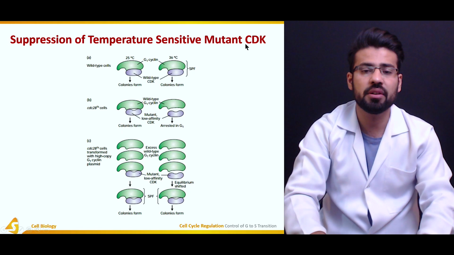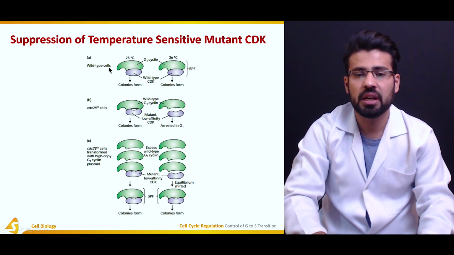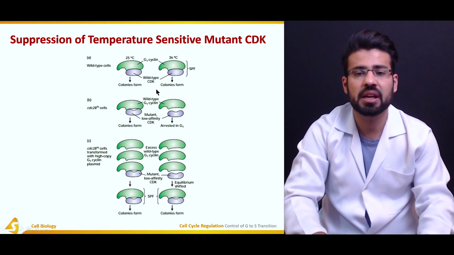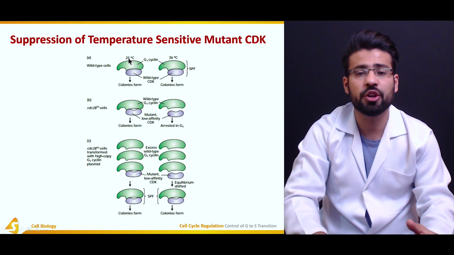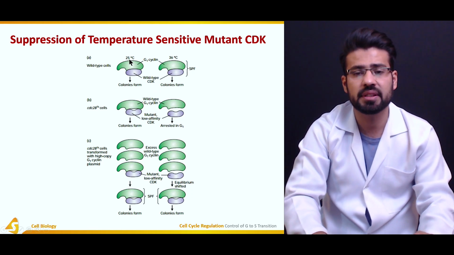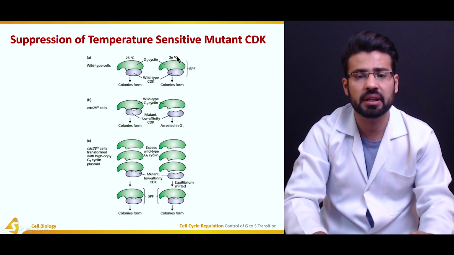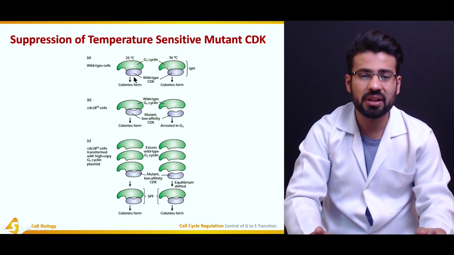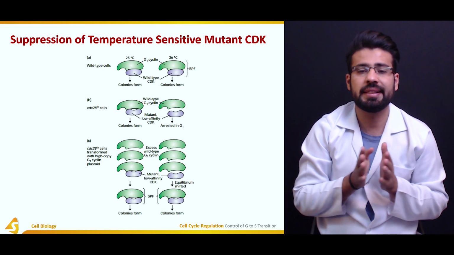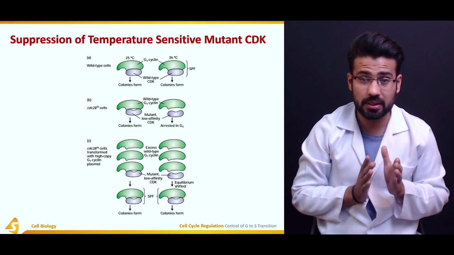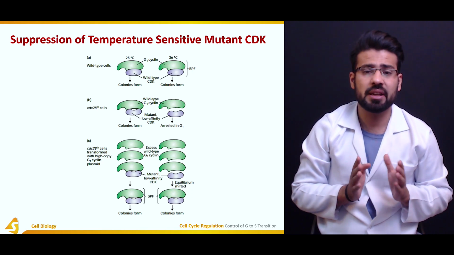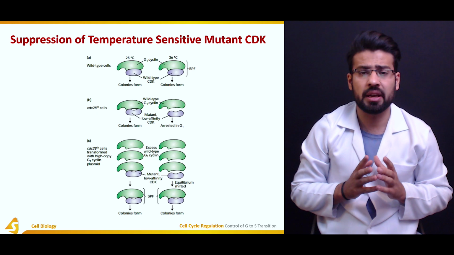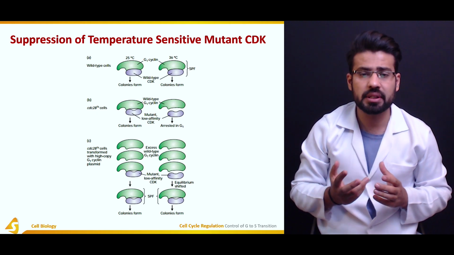So what happens in this particular case, we have wild-type cells. These wild-type cells are going to grow at both 25 degrees C and 36 degrees C, and they are going to form colonies, of course, because in this particular case the G1 cyclin CDK complex is capable of growing at both 25 and 36 degrees C.